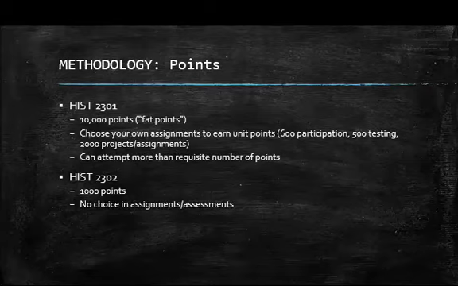They may also attempt more than the requisite number of points, not only to deepen their thoughts on the history under study, but to increase their chances of earning the full credit available for the unit. For example, students may choose to complete a 1,500-point project and a 1,000-point essay, with the maximum possible assignment points that can be earned capped at 2,000. History 2302 utilizes a standard 1,000-point scale, and students do not have a choice in assignments.